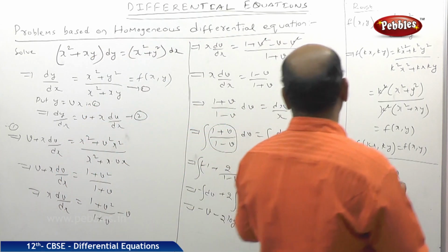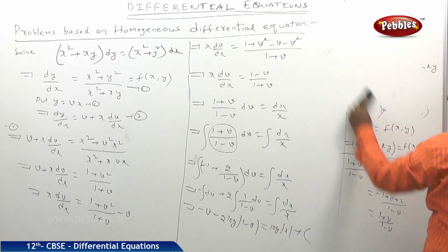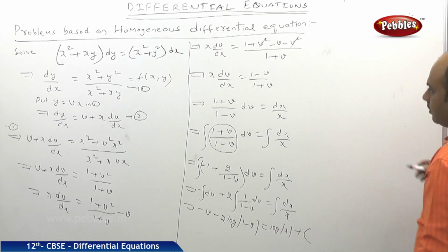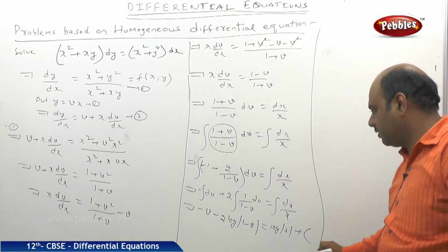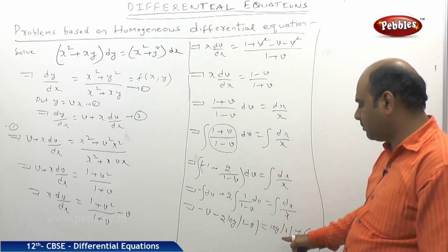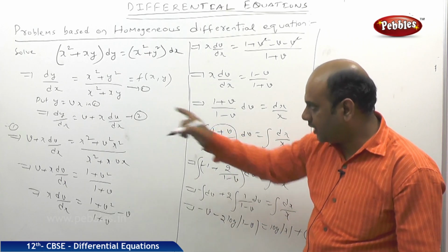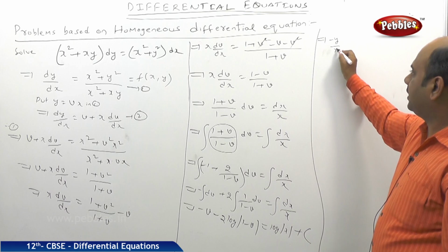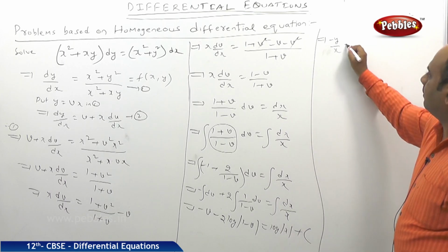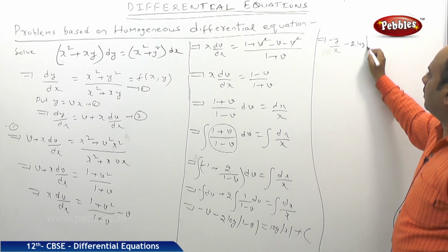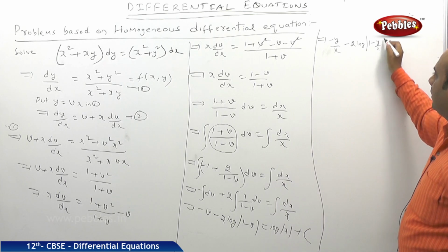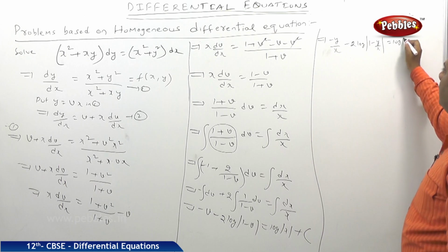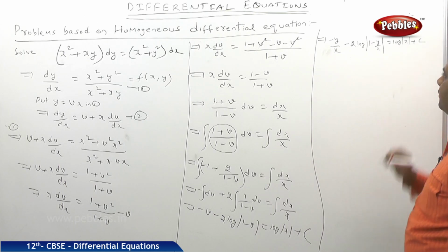So later what I will be doing, now I will be erasing all these rough things. Now here if you could observe carefully, here we got a relation in terms of v and x, but v is nothing but y by x. So finally what happens? Minus y by x minus 2 into log mod 1 minus y by x is equal to log mod x plus c.